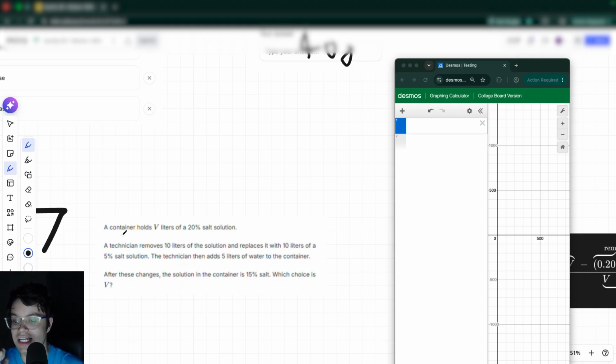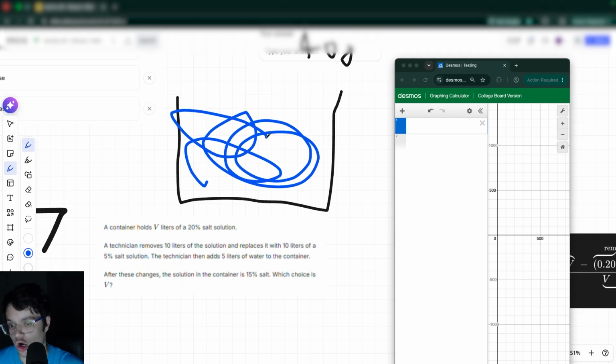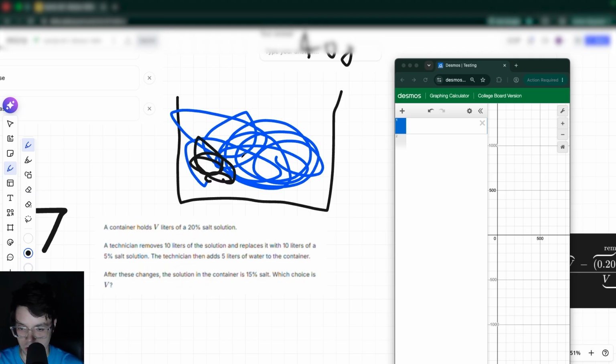In this example, it says a container holds V liters of a 20% salt solution. What this is really saying is you have this tub of stuff, and out of that tub, you have 80% of stuff that's just like water, basically. That's just water in the thing. And then you have 20% of this, which is salt. I know salt is not black, but I'm just using that to show it on the white screen. So this is what's being really shown here.